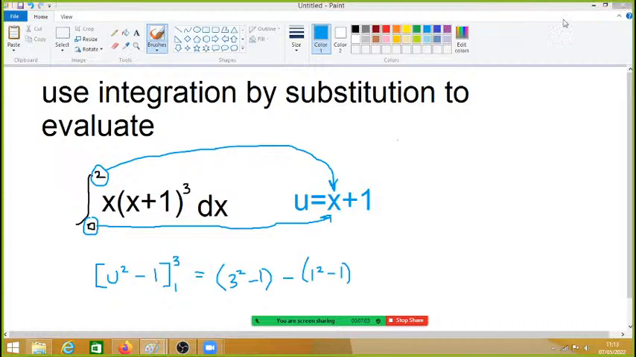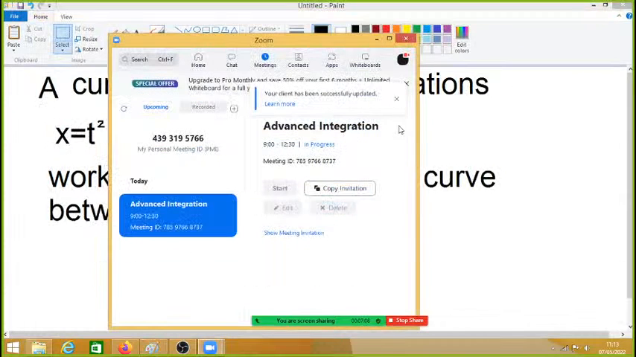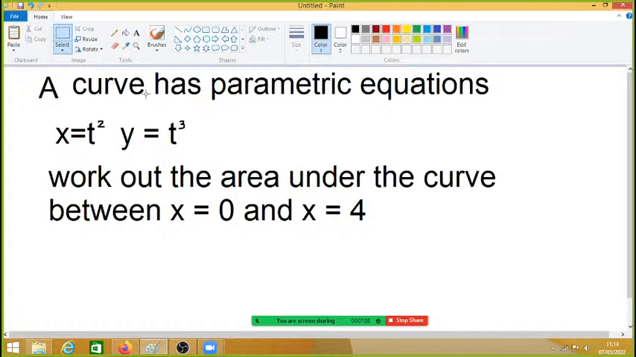So that means we can try something new. And this is to do with integrating when you have parametric equations. Looks very, very hard, but inshallah I will show you there's a very easy technique. You just need to see it once and you'll be able to use it, inshallah.